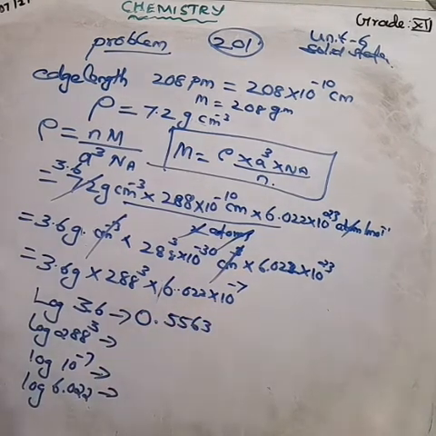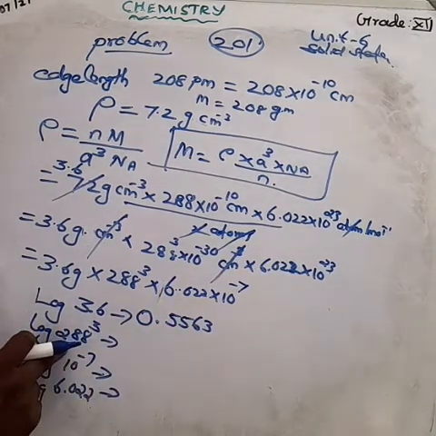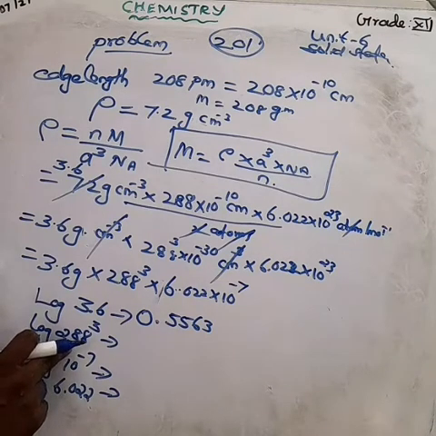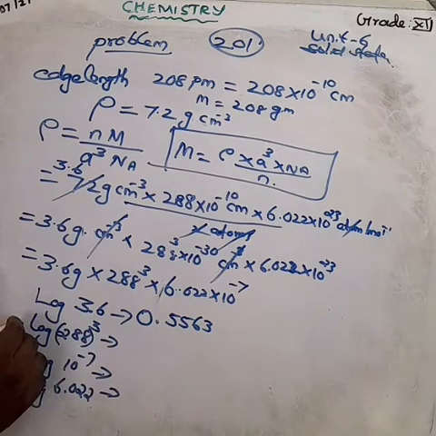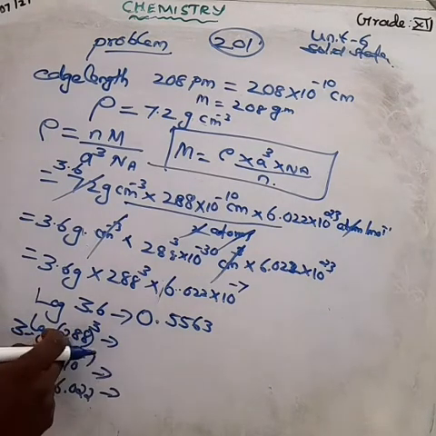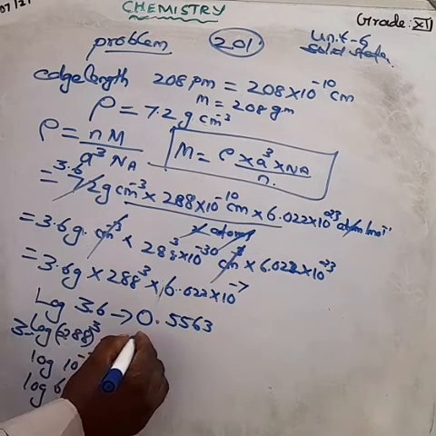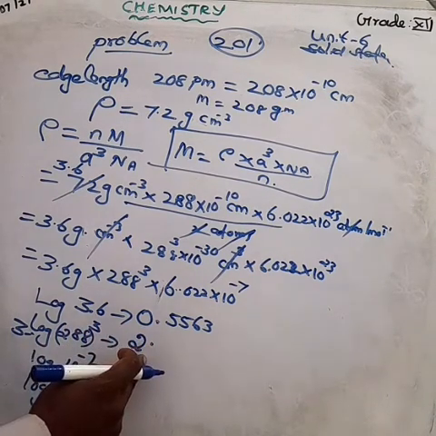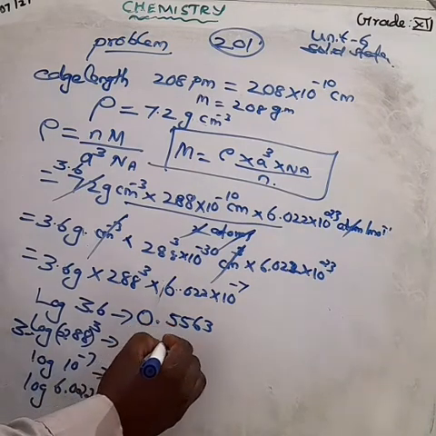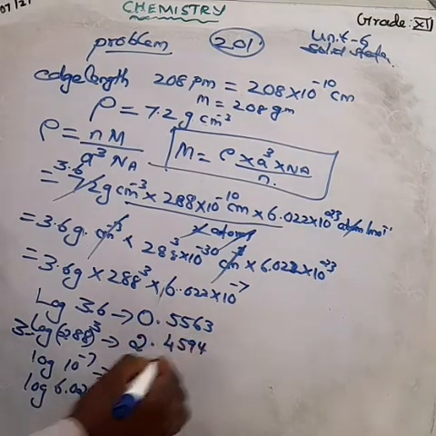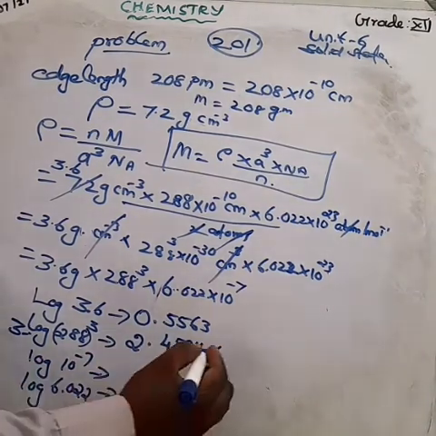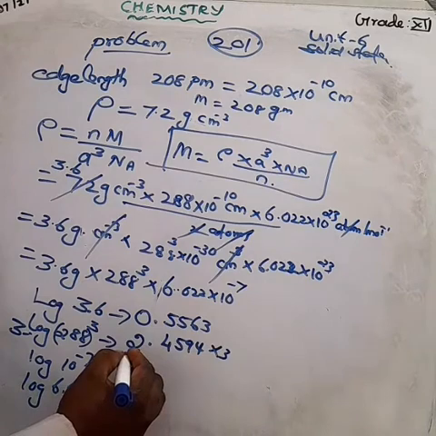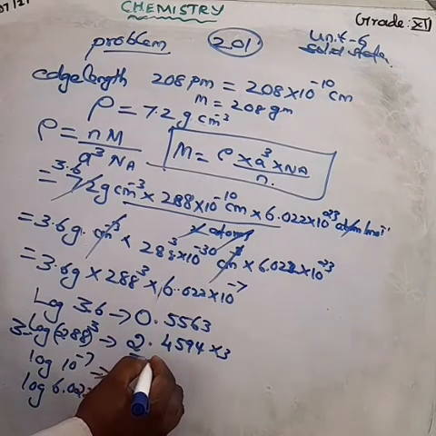Next, log of 288 cubed. This can be taken as 3 log of 288. Log of 288 has a 3-digit number, so the characteristic is 2. We write 2.4594. Then we have to multiply it by 3. 2.4594 into 3 gives 7.3782.